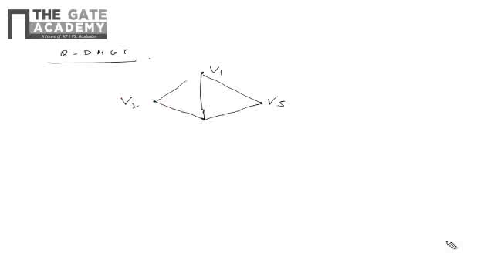Hello students, question is from DNGT. Here one graph has been given, and based on that graph we have to find out which of the given statements is false. So first I will draw the graph. This is the given graph.